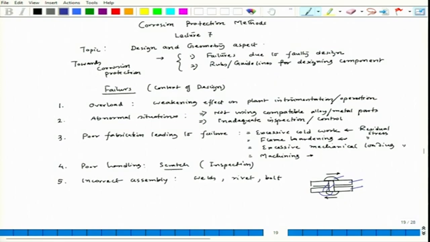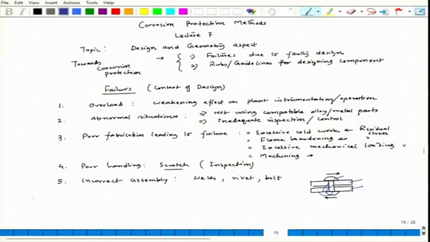Their material should be as close as possible in the galvanic series. And even if that is not possible, there should be proper insulation between two different materials. So, we will talk about that part in greater detail when we see some of the case studies and some of the examples.